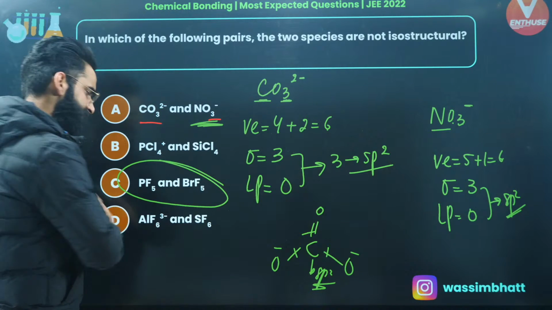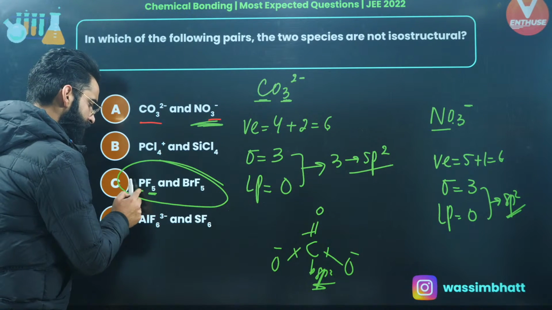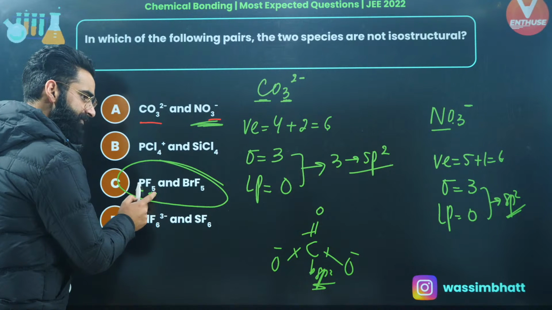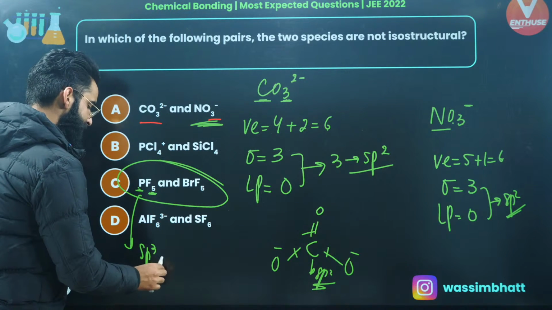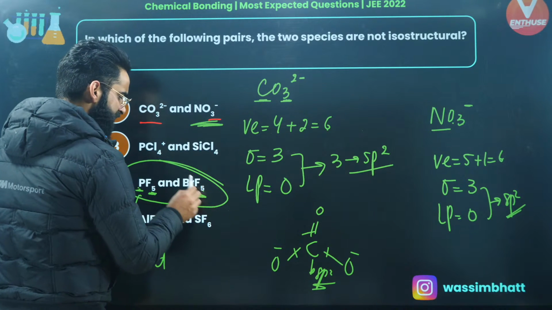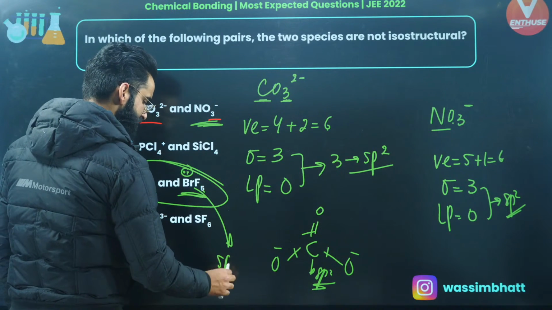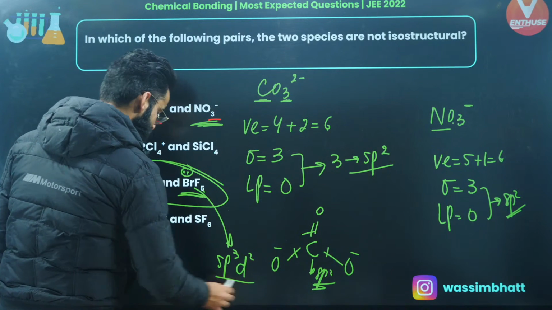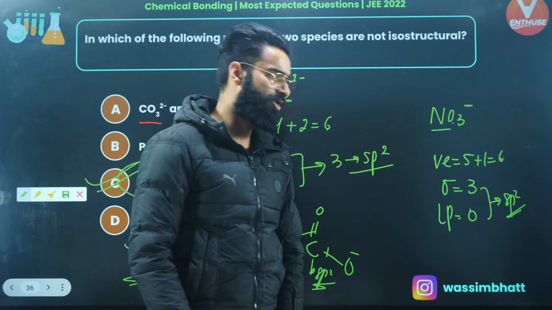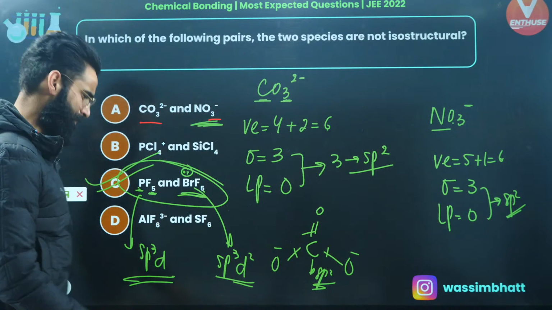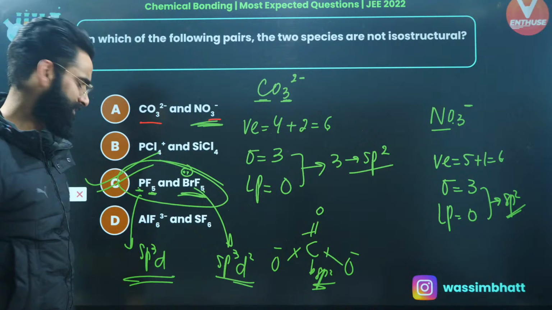But if you look at this one, phosphorus. Over here, 5 sigma bonds, 0 lone pair on phosphorus, right? 5 plus 0, 5. Steric number 5, sp3d, right? BrF5, 5 sigma bonds, 1 lone pair on bromine. 5 plus 1, 6. Steric number 6, sp3d2. So in this particular case, the hybridization is different, so they are not going to be isostructural. Absolutely, it's option C, which is the correct answer of this particular question. So basically, you need to simply check the hybridization. If the hybridization is same, they are going to be isostructural, right?